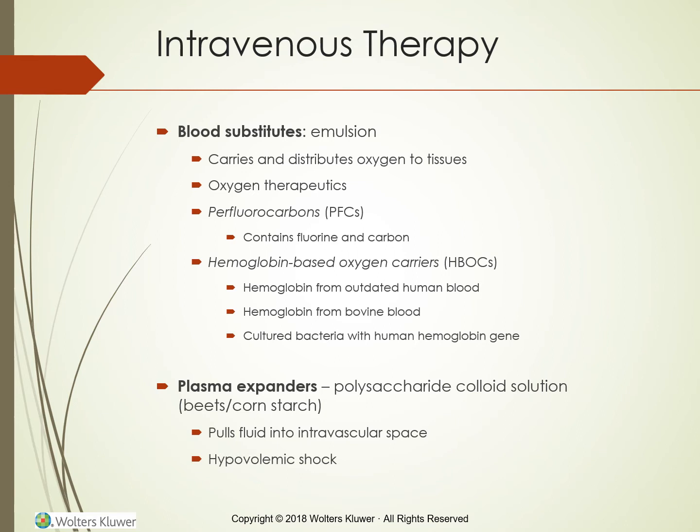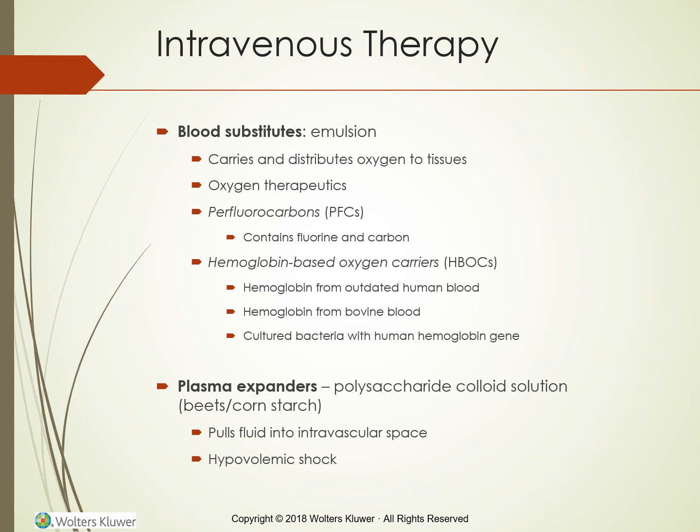HbOCs are derived from 3 sources: hemoglobin harvested from outdated human blood, hemoglobin from cattle blood, and cultured bacteria in which the gene for human hemoglobin is inserted through recombinant technology, much like the production of human insulin.